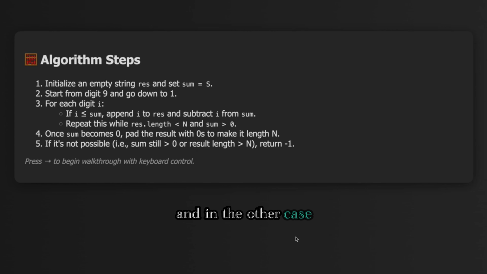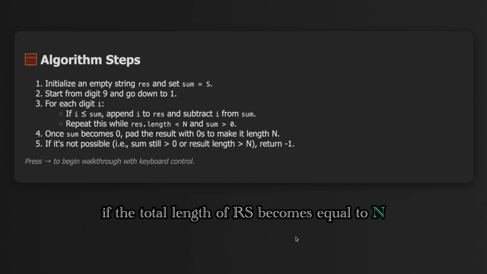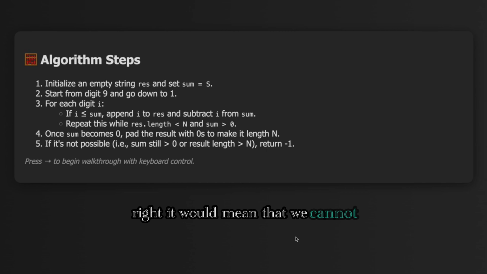And in the other case, if before even the sum reaches 0, the total length of res becomes equal to n, it would mean that we cannot add more digits to res anymore and hence we cannot get the given sum. And so we would return -1 in that case. So if at any point the result exceeds n digits or if the sum cannot be fulfilled in the end, we will just return -1 as it is not possible.